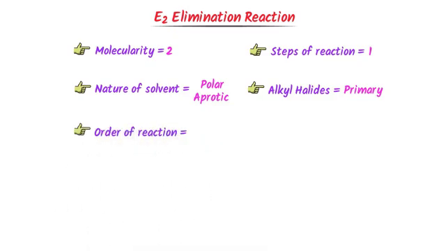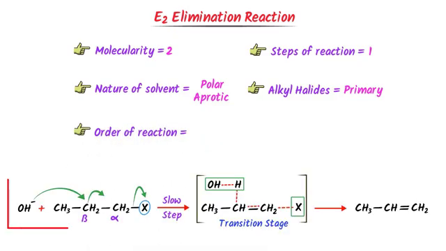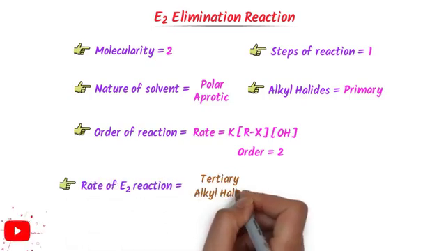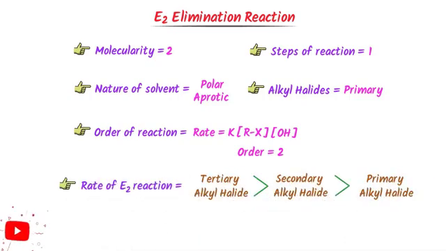Fifthly, what about the order of reaction? Well, we know that slow step determines the rate of a reaction. We have already studied that in slow step there are two reactants, alkyl halide and base. So I write rate is equal to K into concentration of alkyl halide into concentration of base. Hence the order of this reaction is 2. Sixthly, E2 elimination reactions are fast in 3-degree alkyl halide, then in 2-degree alkyl halide, then in 1-degree alkyl halide. Hence note down all these important points. I hope that you have learned all about E1, E2 elimination reactions.